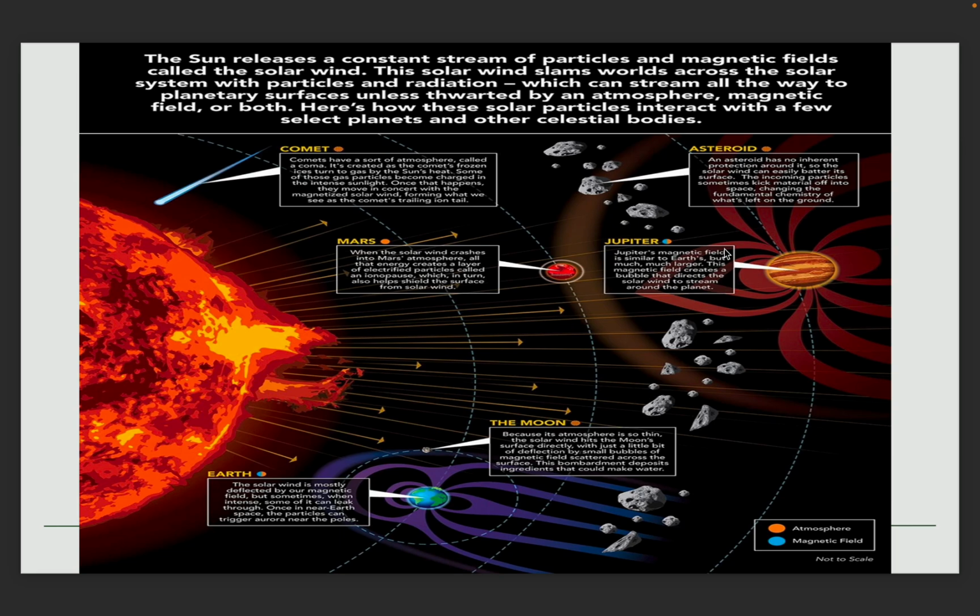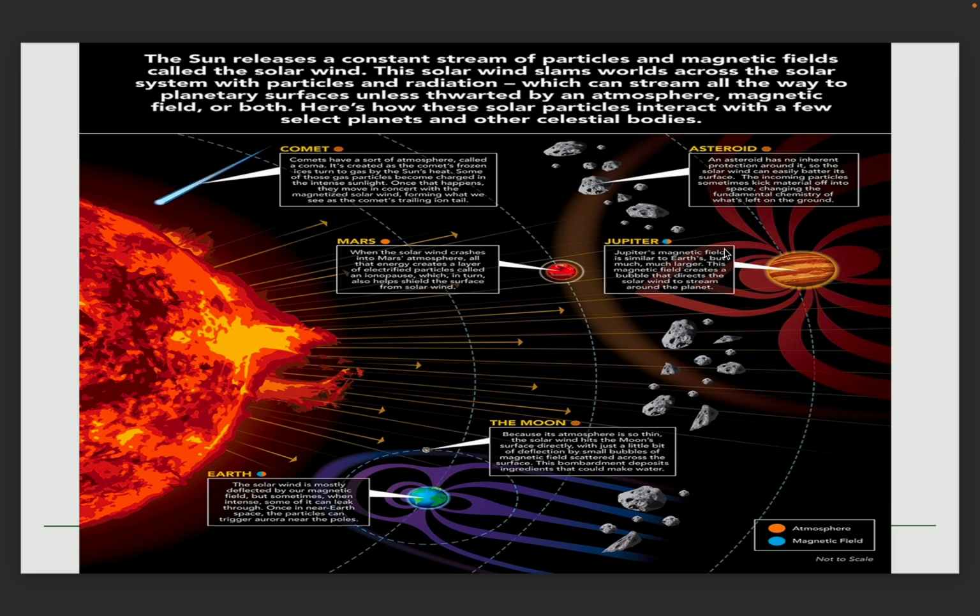But for Mars, the solar wind crashes into the Mars atmosphere, and all its energy creates a layer of the ionosphere, which helps to shield the planet from the solar wind. This happens because Mars has a lower magnetic field than Earth and Jupiter. And for a comet, the solar wind creates a tail around the comet.